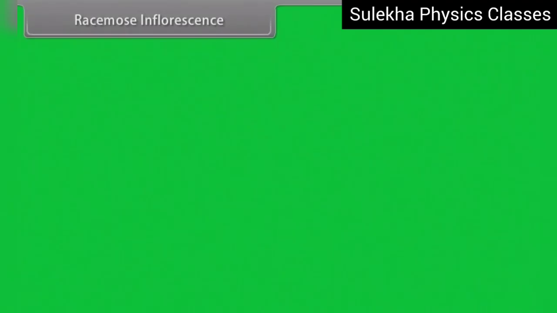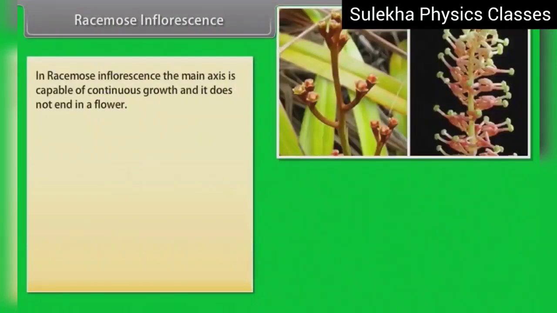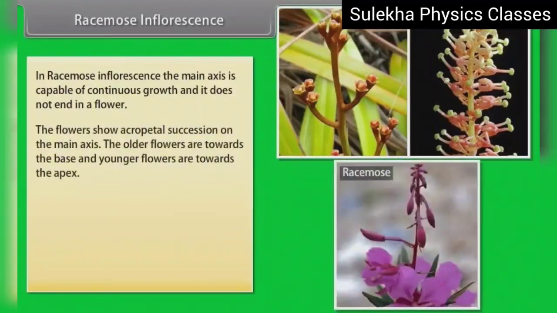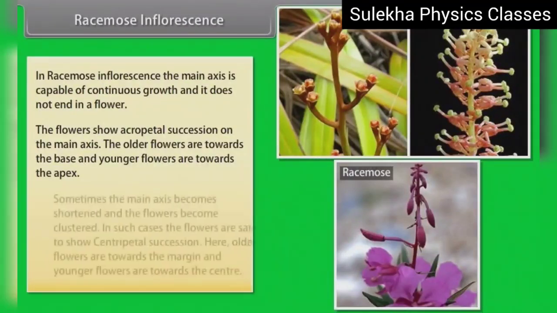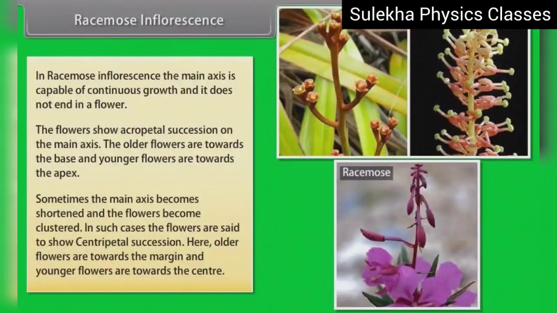Racemose Inflorescence. In Racemose Inflorescence, the main axis is capable of continuous growth and it does not end in a flower. The flowers show acropetal succession on the main axis. The older flowers are towards the base and younger flowers are towards the apex. Sometimes the main axis becomes shortened and the flowers become clustered. In such cases, the flowers are said to show centripetal succession. Here, older flowers are towards the margin and younger flowers are towards the center.